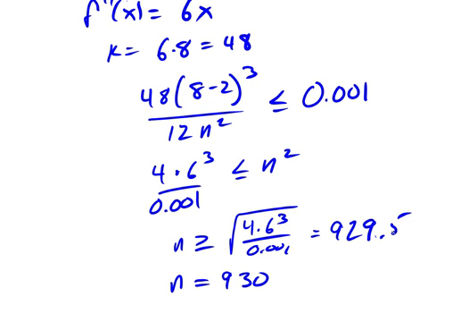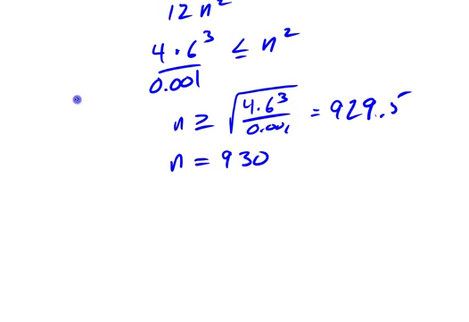So 930 to get an accuracy of 0.001. That's pretty dang many. That's a lot. So let's try it with Simpson's Rule now.